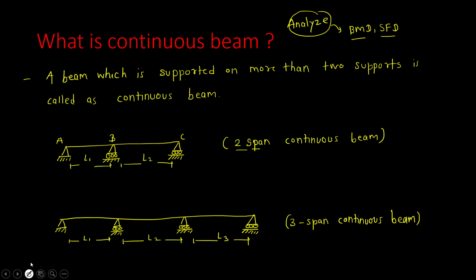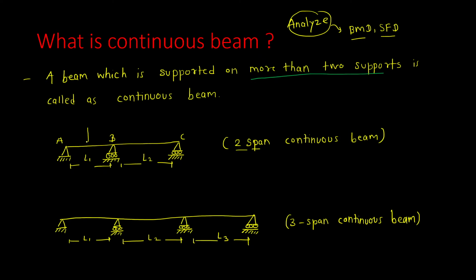So in the previous video we started with the continuous beam, and we saw the definition: a beam which is supported on more than two supports is called a continuous beam. So this is an example of a 2-span and a 3-span continuous beam. Now let's say there is some loading present on the beam.